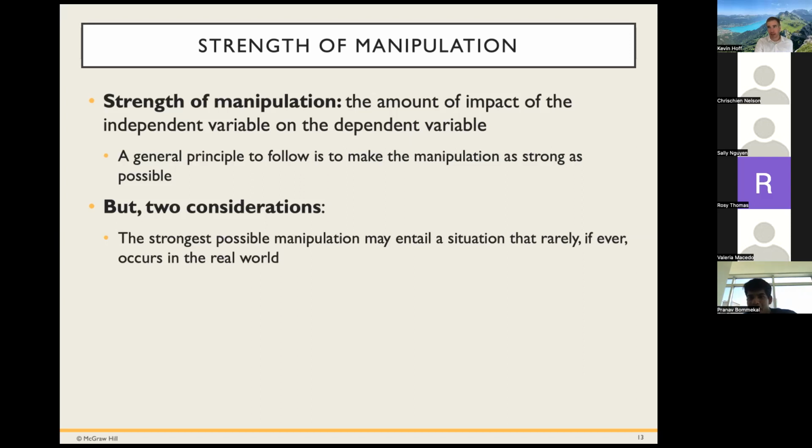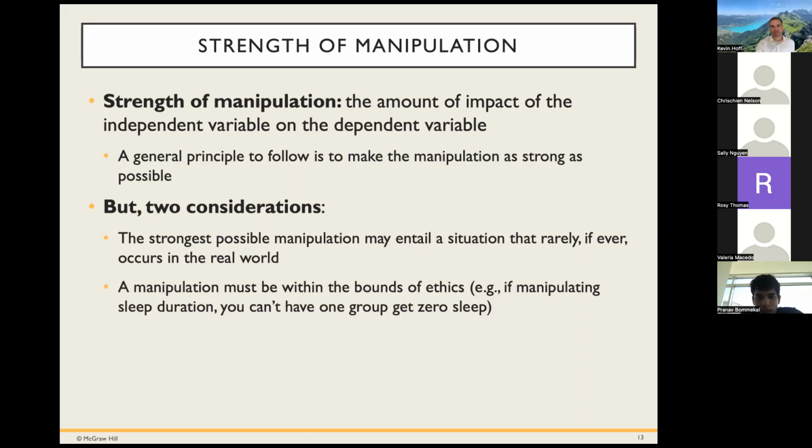So in terms of lighting in a room, you can't have one group have zero light. Otherwise, no one's going to ever be asked to take a test in a completely dark room. And then, yeah, there's certainly ethical considerations.